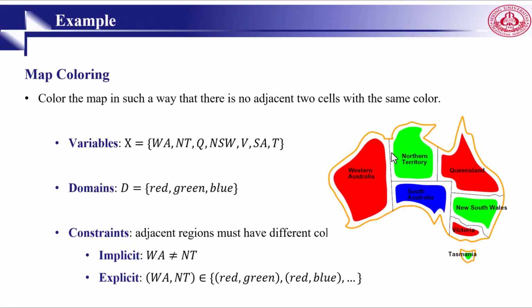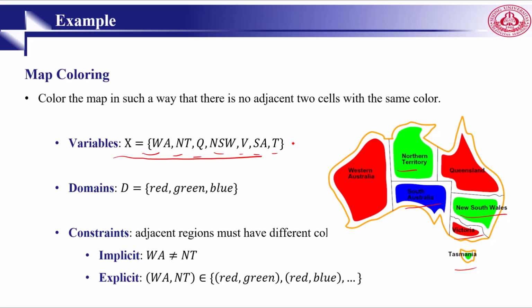Here is an example. In this example, we want to color the Australian map in such a way that there are no two adjacent regions with the same color. So you can see here we have some variables, and the variables are provinces, for example Western Australia, Northern Territory, Queensland, South Australia, New South Wales, Victoria, and Tasmania. We define our variables as the abbreviation for each one, like WA, NT, Q, NSW, V, SA, and T for each province.